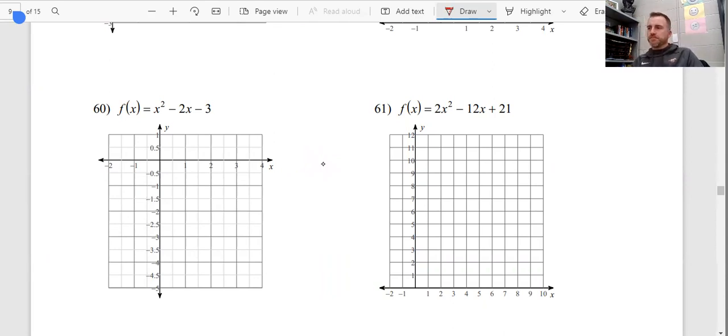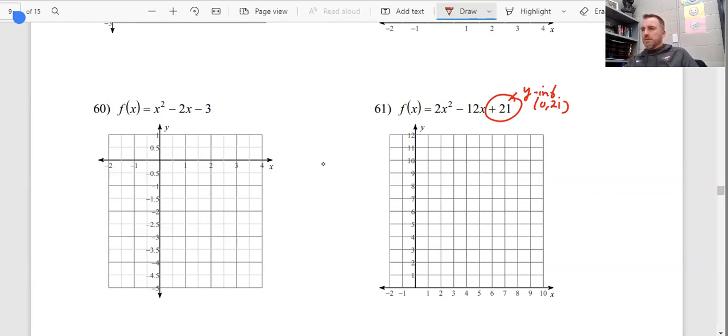Okay, so number 61 is a little more difficult because it has a leading coefficient of 2 if you want to complete the square. So we're going to do it that way. We're going to complete the square and identify the y-intercept by that last number. That's the y-intercept. It is at 0, 21. So it's another one that we don't see on the graph. It's way up here at the top.